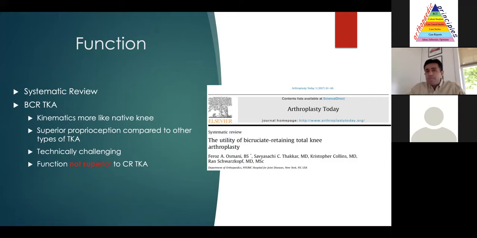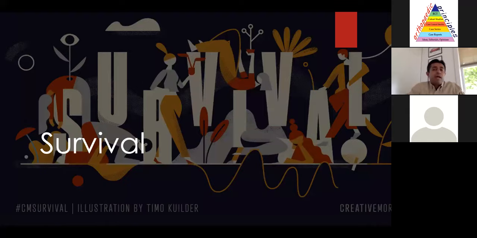What about survival? So I spoke extensively about the kinematics, whether or not they are restored, and it seems like in some cases they are, some cases they're not. In terms of function, the overall theme is that there is very little functional benefit in restoring the kinematics of the knee. But what about implant survival, and more importantly, the bone survival?